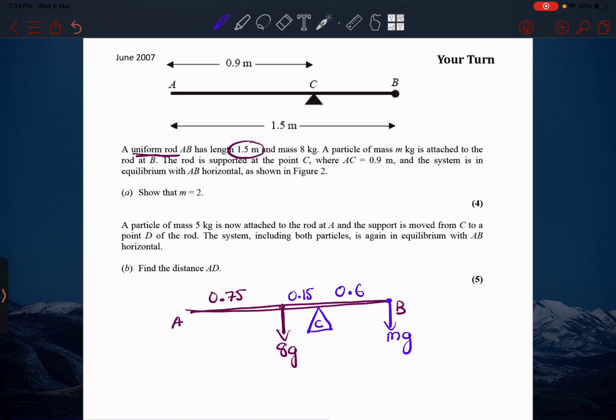Right. It says the system is in equilibrium, so whenever you see equilibrium, that means all the forces that are going up are equal to all the forces that are going down. All the clockwise moments would be equal to all the anti-clockwise moments.